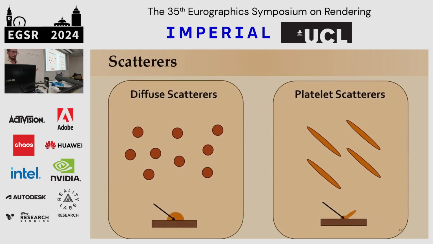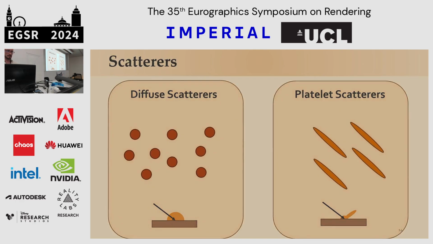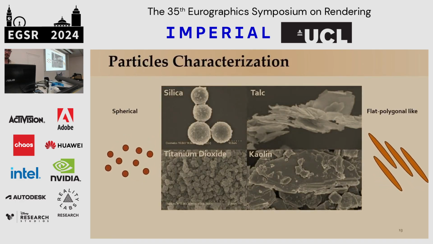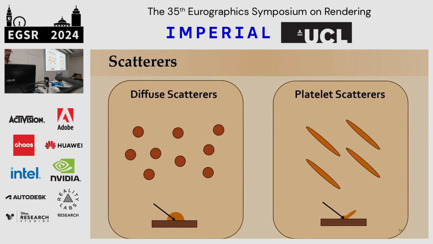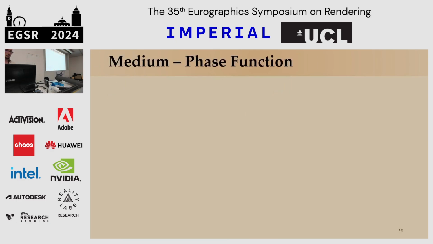With this in mind, in this work we propose to model these two different types of elements as different types of scatterers. One is diffuse scatterers, representing silica and titanium dioxide, and the other is platelets, for kaolin and talc. We model these scatterers by means of phase functions. Just a brief recap, the phase function is the function that describes the distribution of outgoing rays when we hit particles inside a medium.